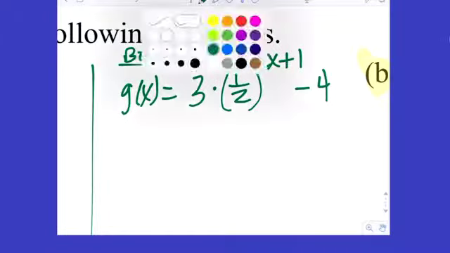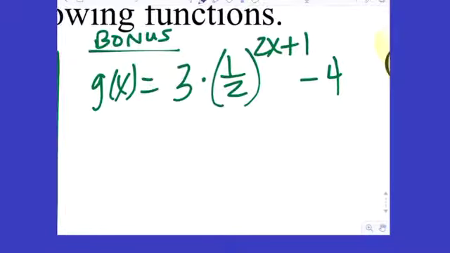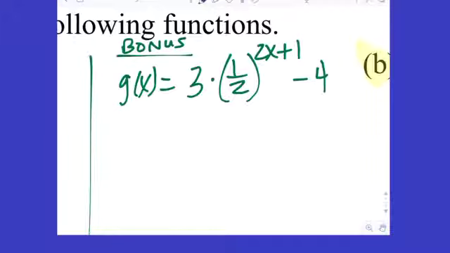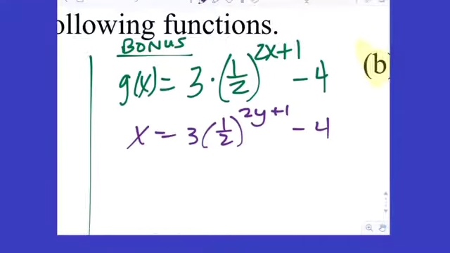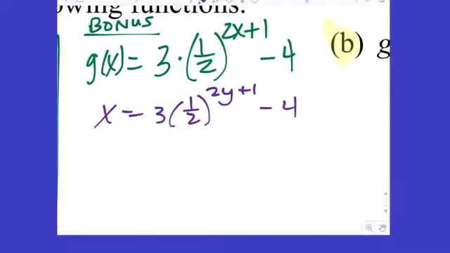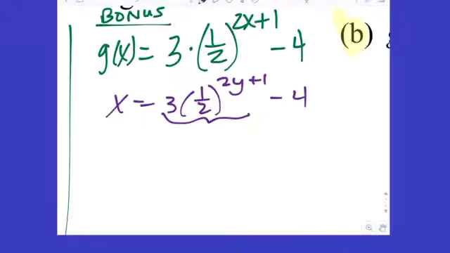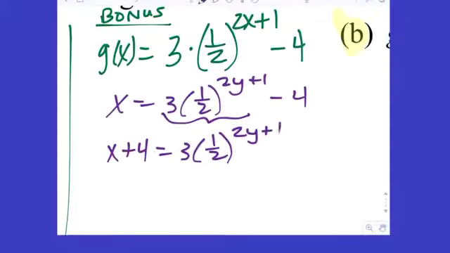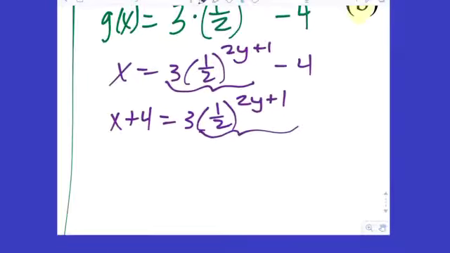All right, some of y'all are finishing up. Let's go for it. g of x is y, so you can skip that step of calling it y if you want and just call it x. And then you got x equals 3 times (1/2)^(2y plus 1), minus 4. Again, our goal is to first isolate the term that has the variable in it, which is that one. So we'll add 4 to both sides. Once you isolate the term with the variable, then you want to isolate the factor with the variable. So now we need to get rid of the 3.